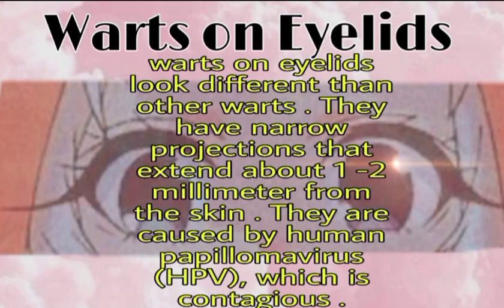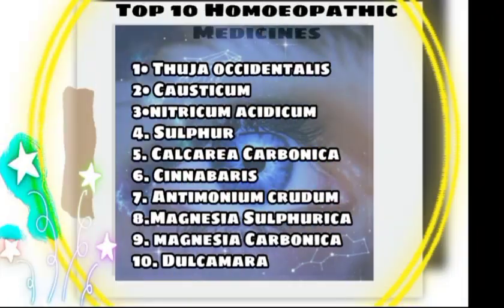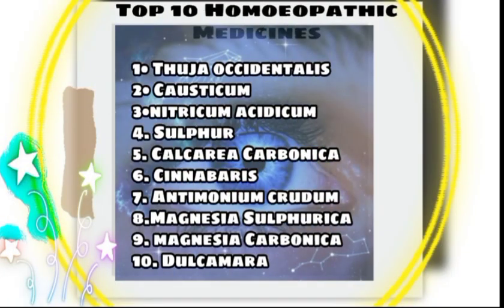It looks different than most of the warts. They have long, narrow projections that extend about 1 to 2 mm from the skin. They are caused by human papillomavirus, which is contagious. The common symptoms include itching, bleeding, soreness, and irritation. The top 10 homeopathic medicines included in this are thuja, causticum, nitricum acidum, sulfur, calcarea carb, cinnabaris, antimonium crudum, magnesia sulf, magnesia carb, and dulcamara.